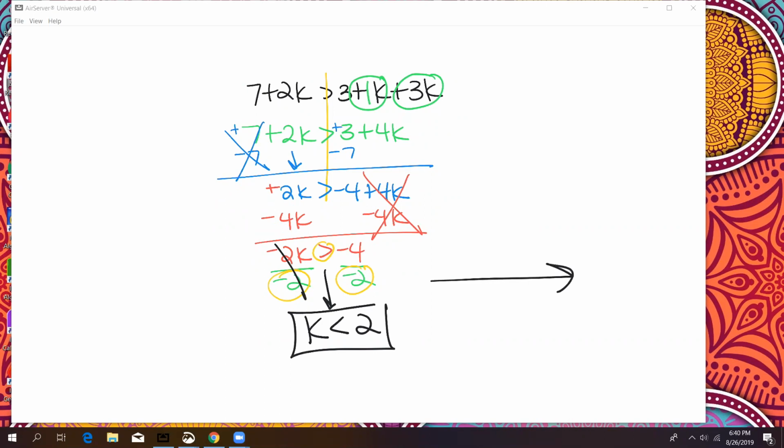And when I graph it, here is 2. It is less than, so it's an open circle. Because it is less than, not or equal to, it's an open circle, and I'm shading to the left. So because the arrow is pointing this way, I'm shading to the left that way.